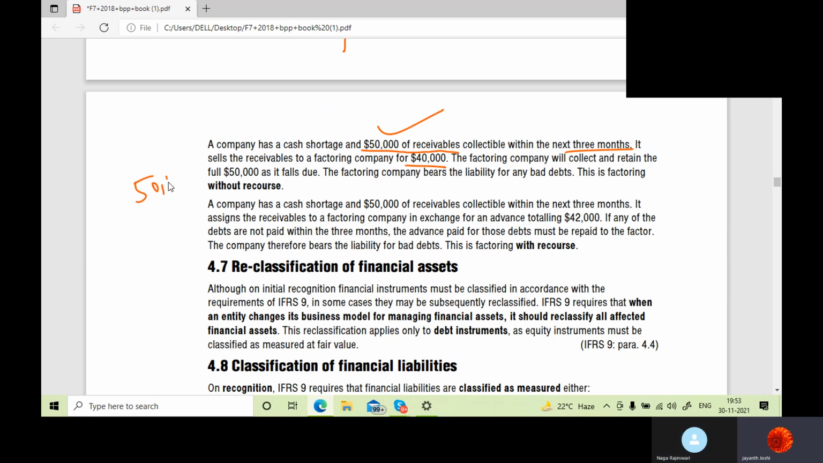See, 50,000 is the receivables now, but they sold it for 40,000. The 10,000, the company has already got it. So that factoring company will collect and retail 50,000 in full as it falls due. Factoring company bears the liability of bad debts. This is called without recourse.